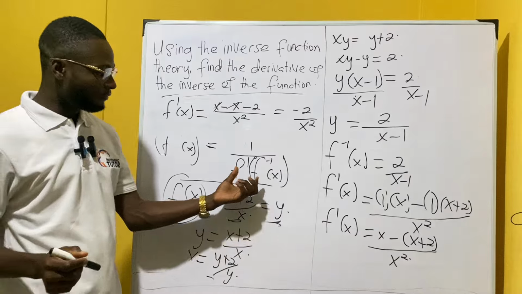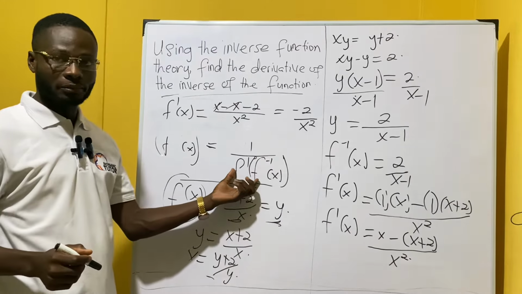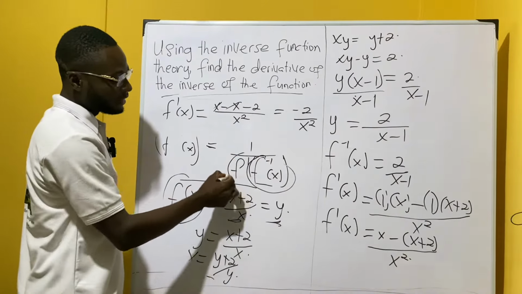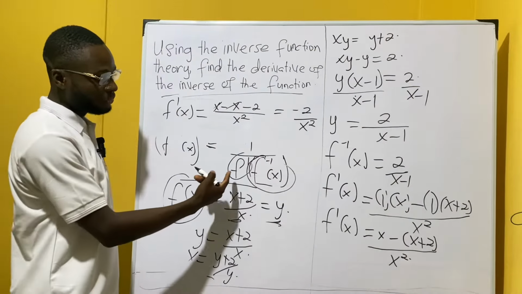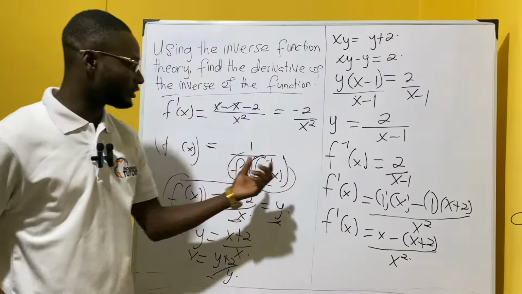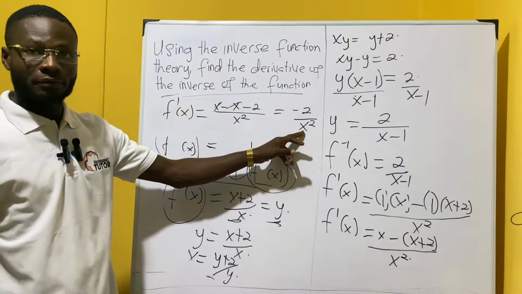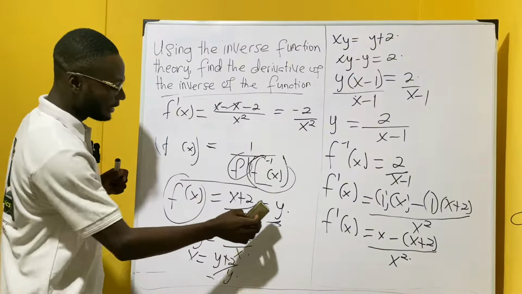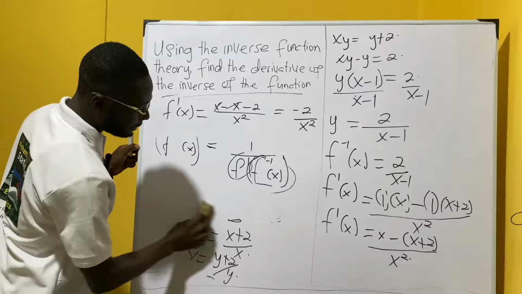So we are following the principle of the theorem. Now we have the inverse of the function and we have the derivative of the function. So what we do is substitute the inverse of the function into the derivative. Here, let's maintain the formula and clean this part.